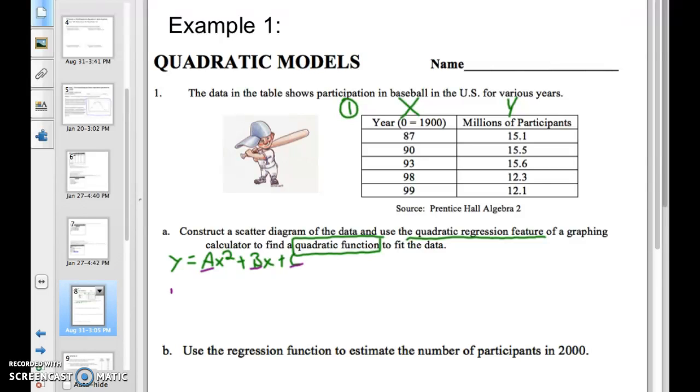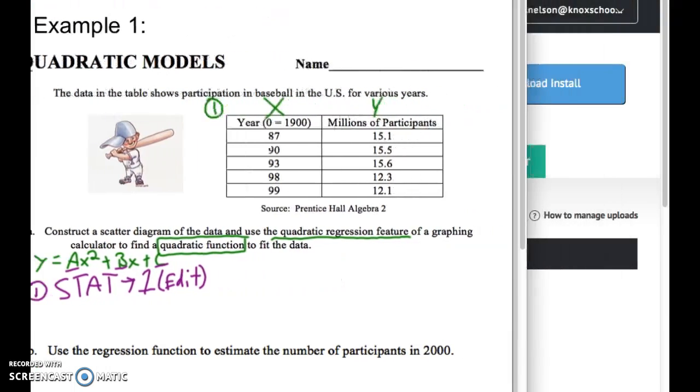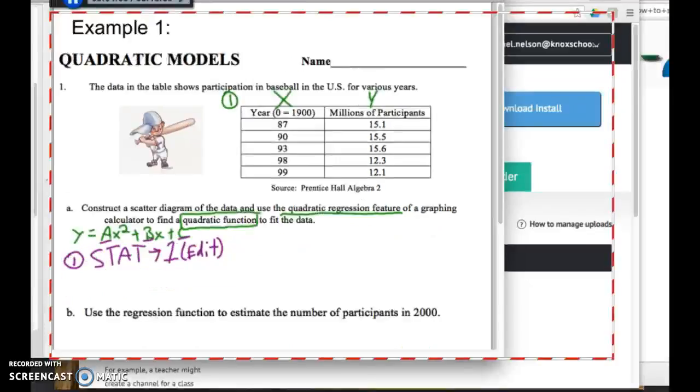Now, the first step in doing that with a calculator is to find the stat button. You hit stat and then the number 1. It should say edit. That's what you're going to use. I'm going to show you on a calculator how I would do that. Let me find it quick.